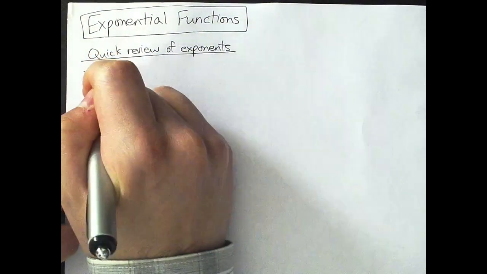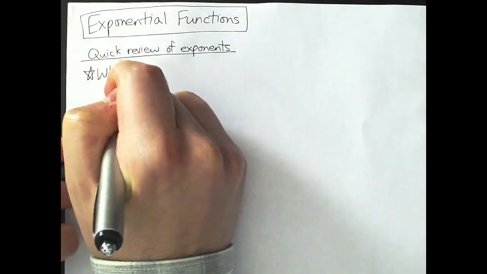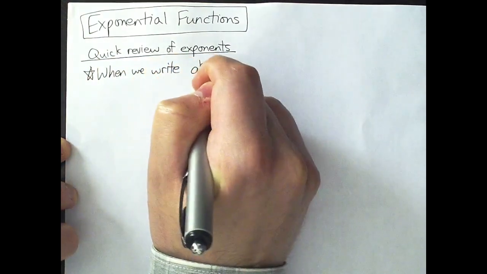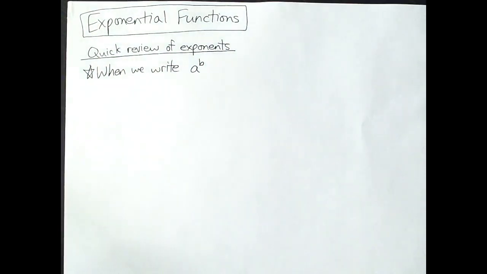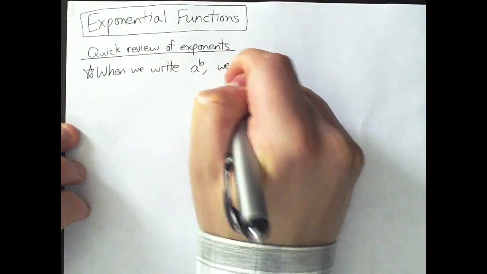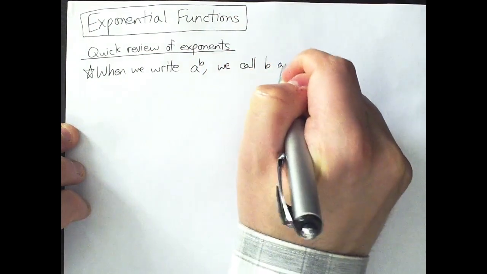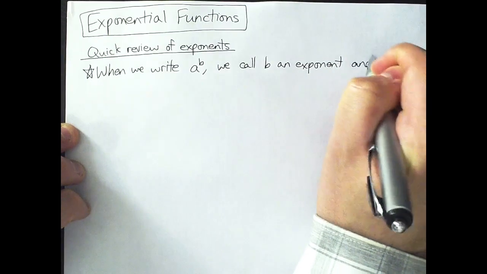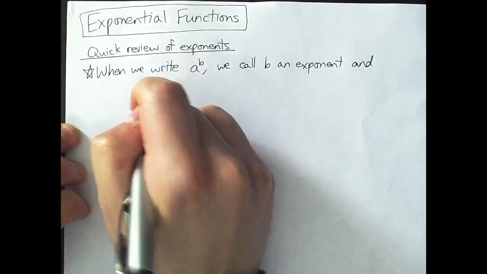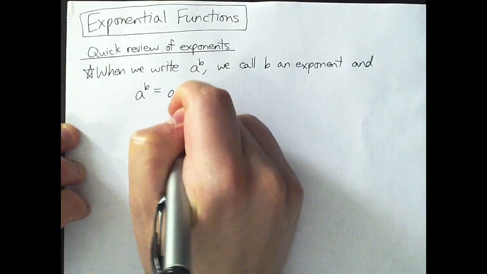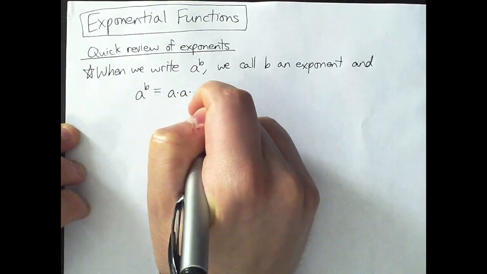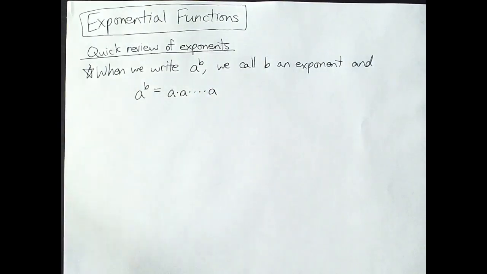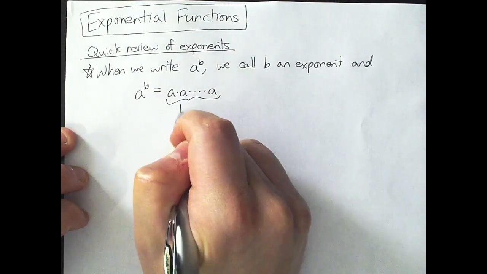So, first of all, when we write a to the b, okay, a to the b, what does that mean? Well, we call b an exponent, and we mean that a to the b is a times a times a times a times a. How many times? Well, the number of times that a needs to appear is b times.